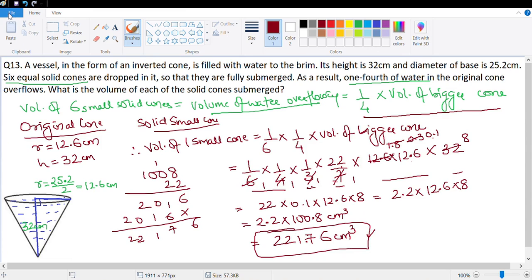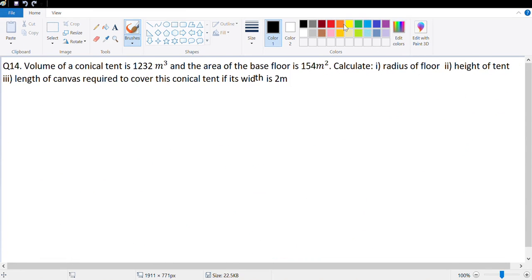That brings me to the last question of this exercise. Let's look at the question. It says volume of a conical tent is 1232 meter cube, and the area of the base floor is 154 meter square. So let radius be r. We need to calculate radius. Height also we need to calculate.